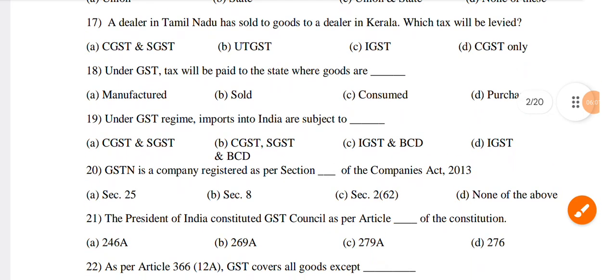Next question. Under GST, tax will be paid to the state where goods are dash. Option A manufactured, B sold, C consumed, and D purchased. The correct option is C, consumed.